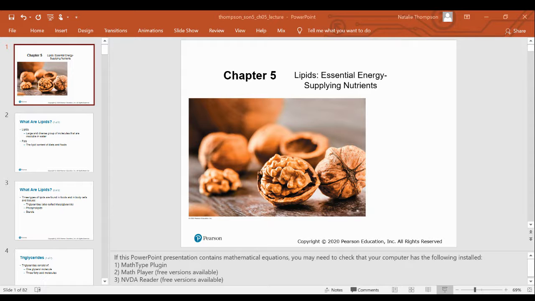So trans fats occur very rarely in nature. Trans fats are actually like laboratory made fats. So trans fats, like margarine is the classic example of a trans fat. We started making these, I want to say back in the 60s, 70s, because we thought that saturated fats were bad for us.